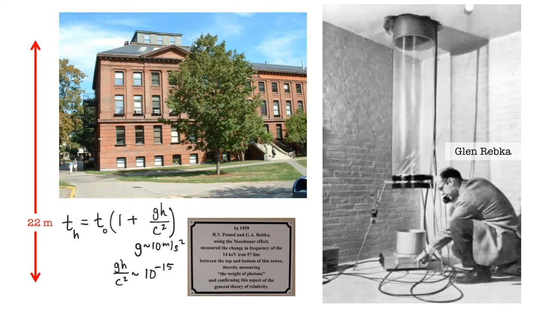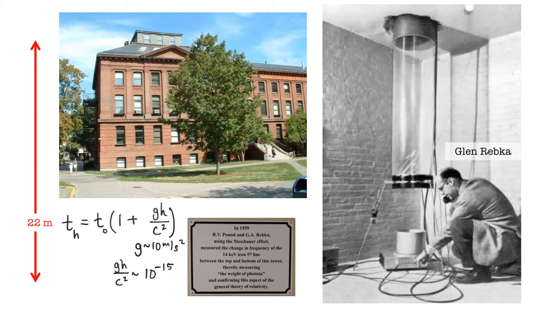And yet, Pound and Rebka were able to devise an experiment where they could effectively test and measure this effect, which is really phenomenal. So this is a very high precision measurement that allows them to measure a part in 10 to the 15 difference in the rates the clock ticks up high and down low.